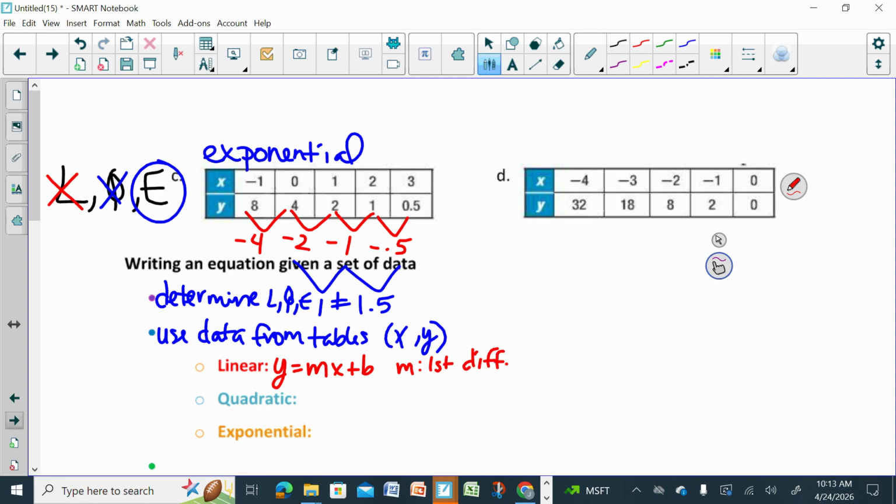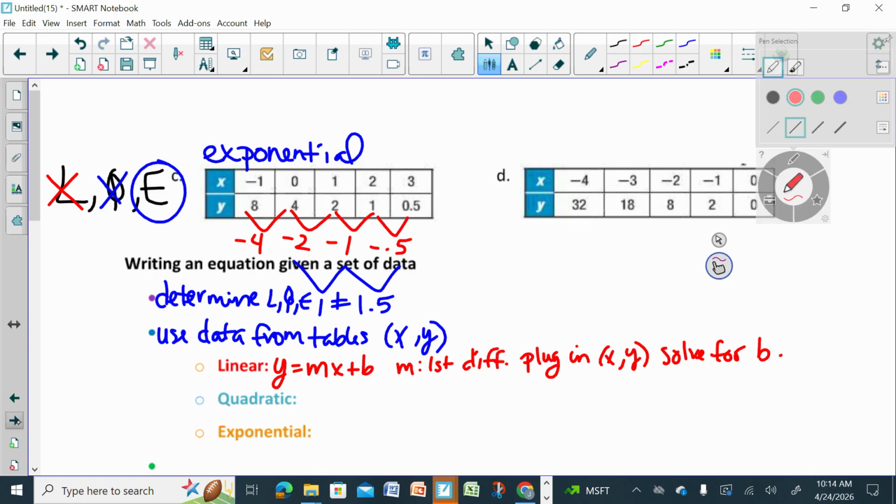And then you're going to plug in x and y from the table and solve for b. Okay? Pick any ordered pair in the table, plug in x for x, y for y, plug in m, and then you'll just solve for the little b, and then you'll have your answer.